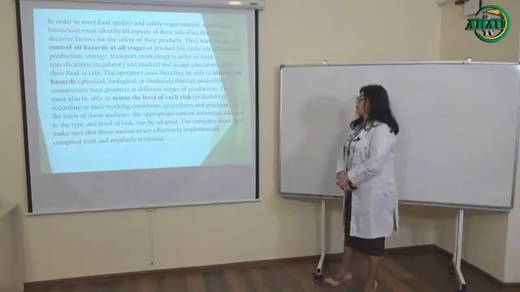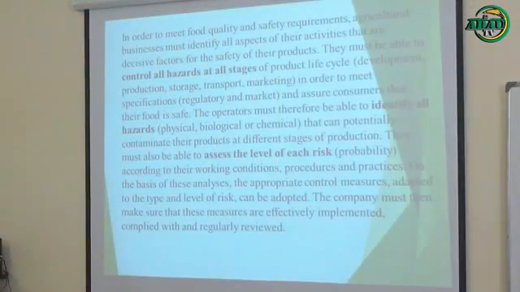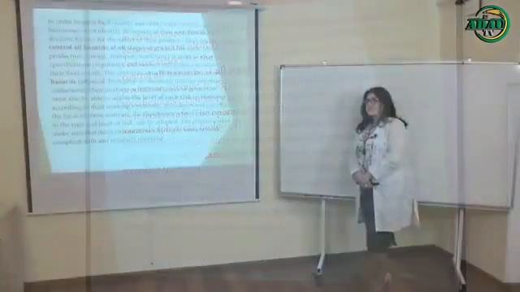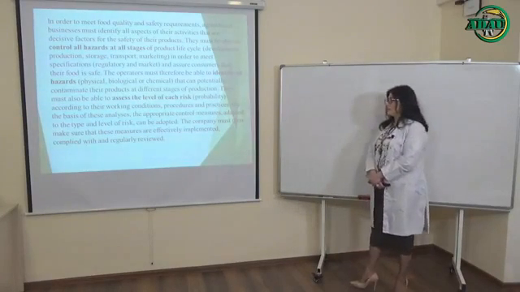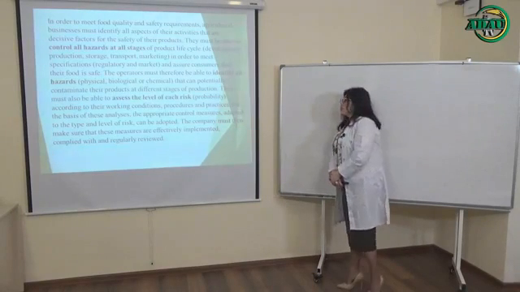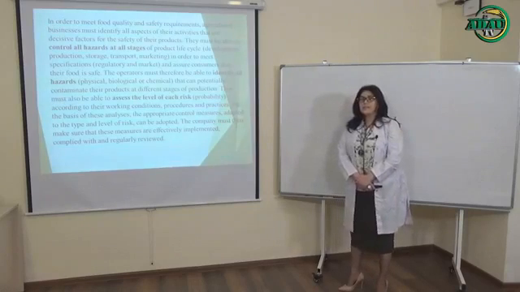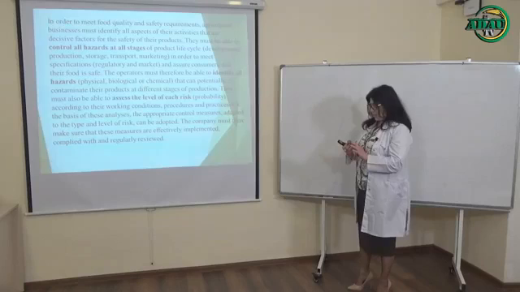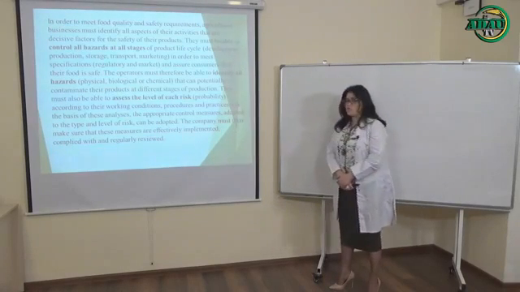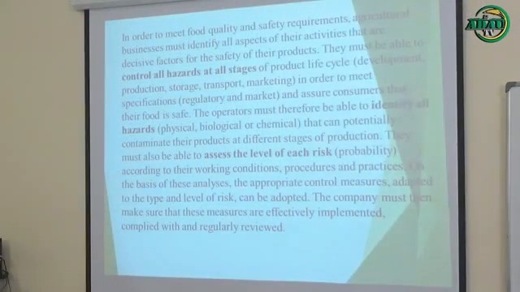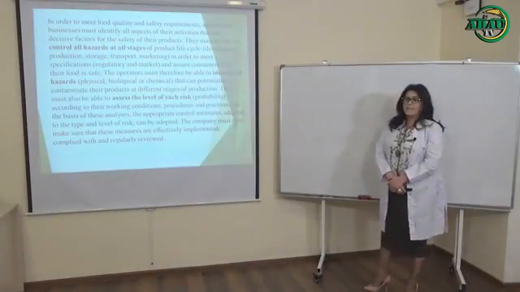Let's continue. In order to meet specifications and assure consumers that they are obtaining safe food, the operators must be able to identify all hazards that can potentially contaminate their products at different stages of production. So they have to be ready to control these hazards. They must also be able to assess the level of each risk according to their working conditions, procedures, and practices. On the basis of this analysis, the appropriate control measures adapted to the type and level of risk can be adopted.